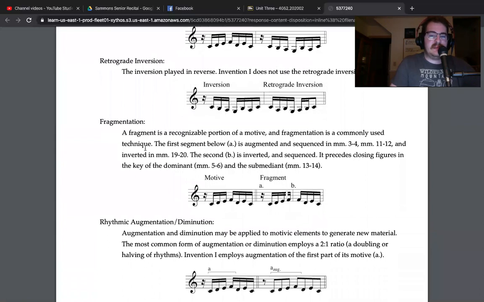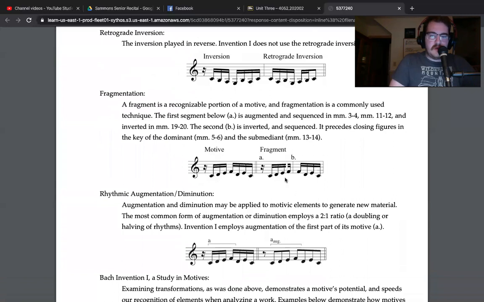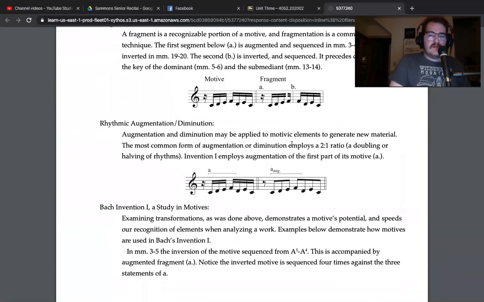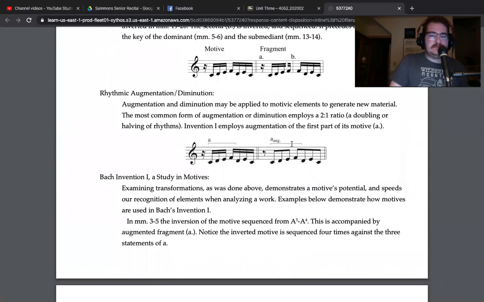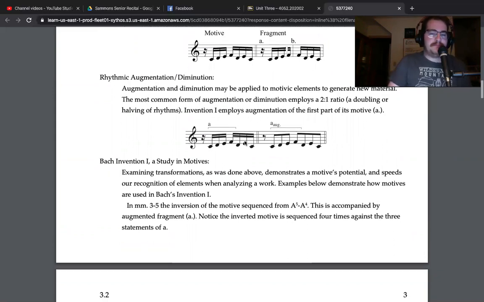Fragmentation is seeing the little sections that are important throughout the motive. So these are the two fragmentations: do, re, mi, fa, and then 4, 2, 3, 1. Rhythmic augmentation and diminution. Here's an augmentation. It's twice as slow. It doesn't have to be in twos. He could have done it in triplet form or something like that.